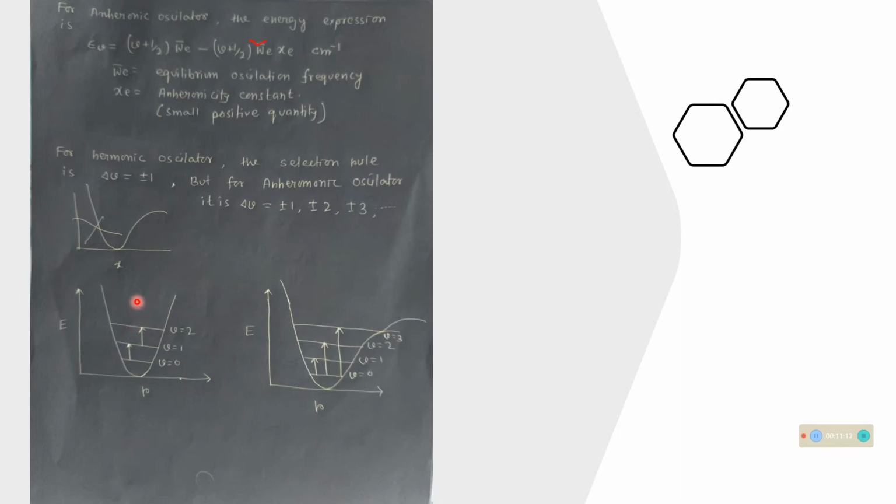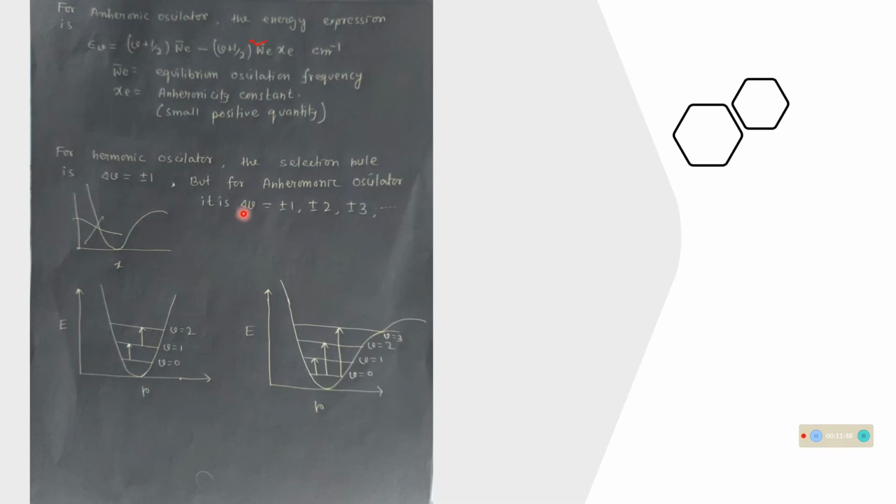And in spectra, for any transition, let's assume this transition V equal to 0 to V equal to 1. The energy difference between V equal to 1 and V equal to 0 appears as a spectral line in IR spectroscopy. Similarly for the transition V equal to 1 to V equal to 2, this energy difference appears as a spectral line. This is for the simple harmonic oscillator.